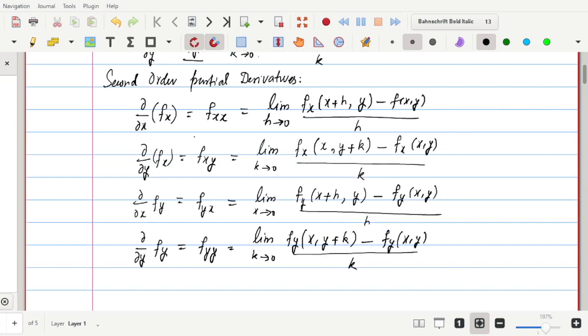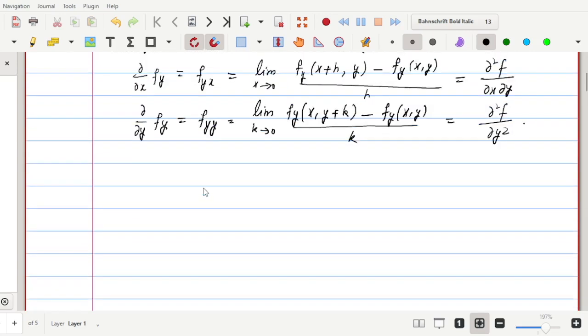Now we can denote the first, fxx, also by del square f by del x square. This one can be denoted by del square f by del y del x, which is fxy, and this one by del square f by del x del y, and this one by del square f by del y square. So these are the second order partial derivatives of f with respect to x and y.